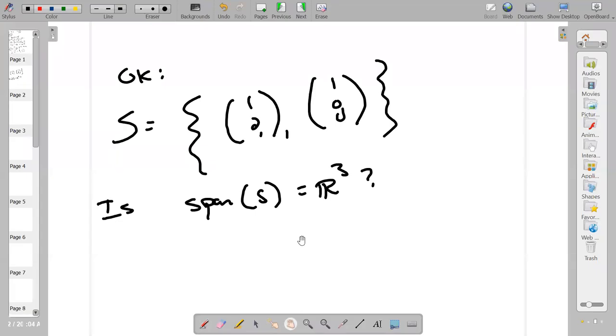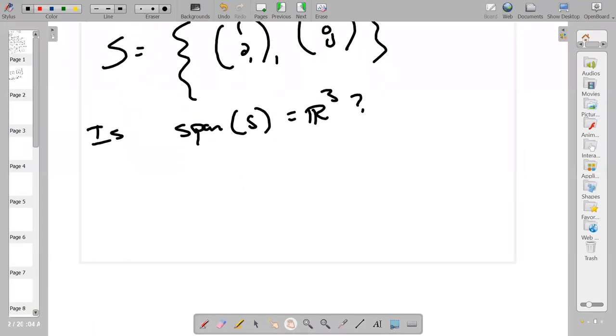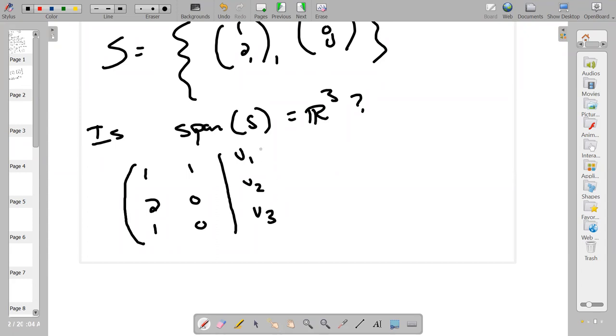So it will turn out not to be the case, but let's see what we can get. So, you know, span S equal to R. If you kind of cut to the chase, what you're looking for is this sort of thing, right? What kind of V are you going to produce if you look at all possible linear combinations of those two vectors?